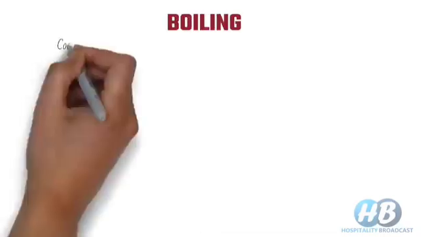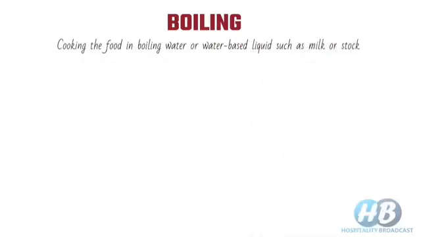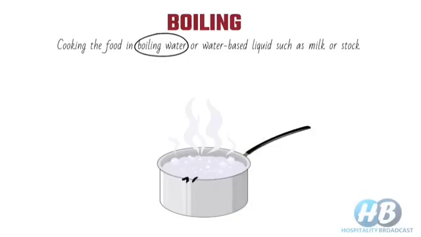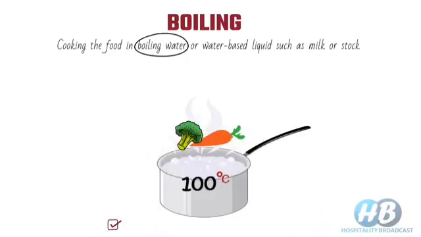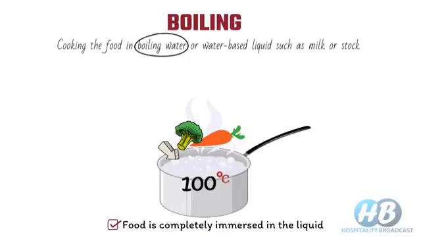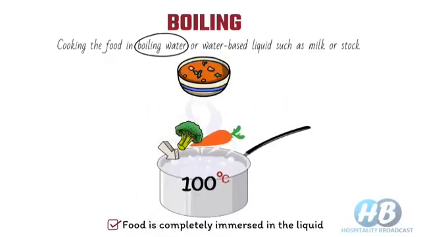Boiling. Boiling means cooking the food in boiling water or water-based liquids such as milk or stock. As many a time the liquid used is water-based and the boiling point of water is 100 degrees Celsius, it is advisable to keep the temperature at 100 degrees Celsius. Boiling is most relevant to vegetables. Please note, in boiling, the food is completely immersed in the liquid throughout the entire span of cooking time. In boiling, one can see several bubbles on the surface of the cooking utensil. Generally, vegetable soups are prepared this way.